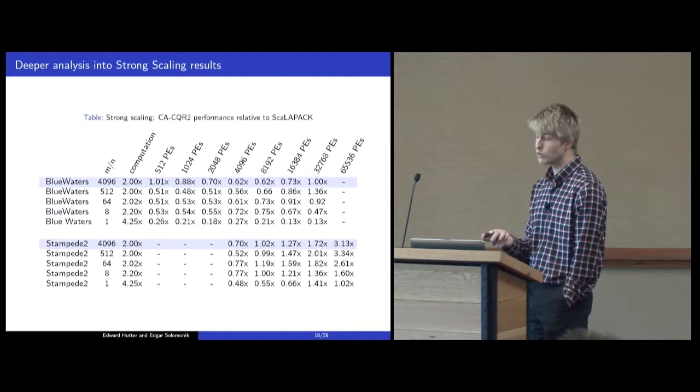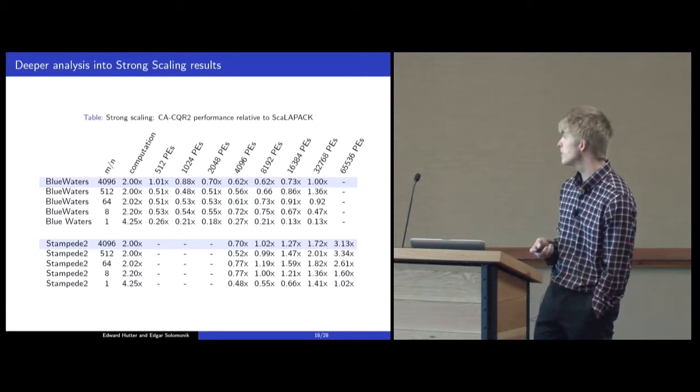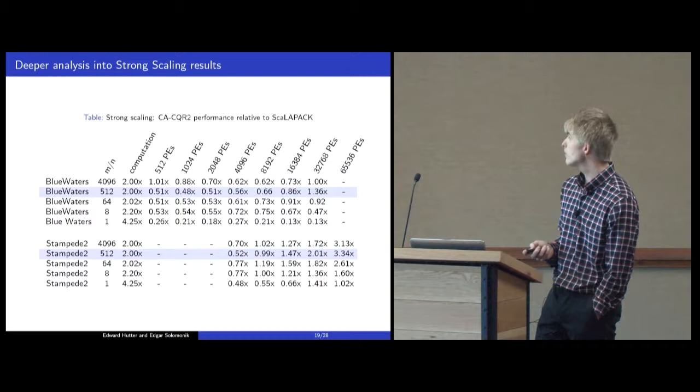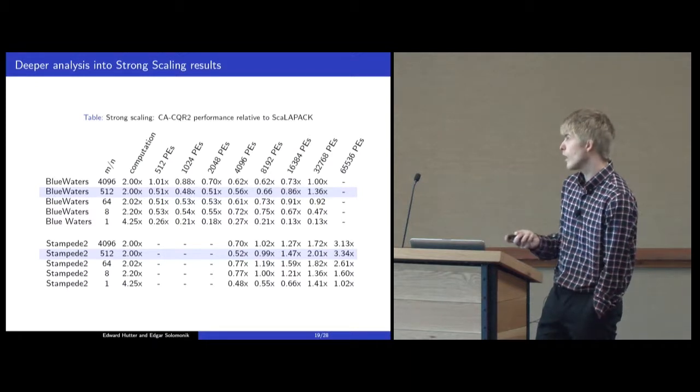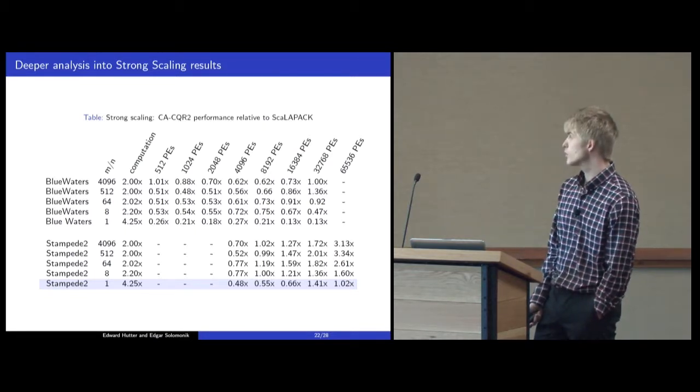And on Stampede2, starting at 4,096 processes, we get better and better versus ScaLAPACK with a 3.3 times speedup at 65,000 processes. And so this trend continues on Blue Waters and Stampede2, but as we decrease the ratio of m over n, our algorithm performs worse and worse because of this computation overhead of 4.25 times for a square matrix.